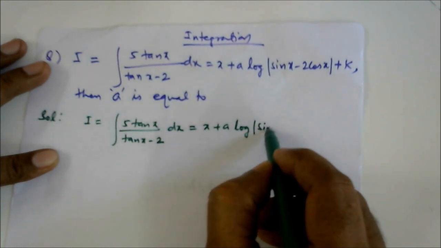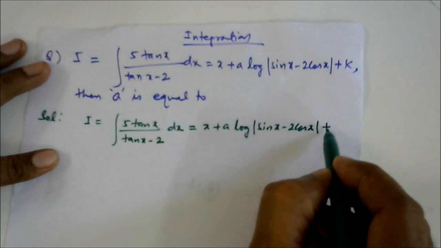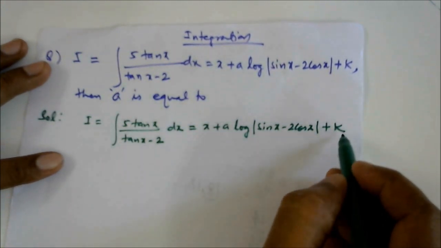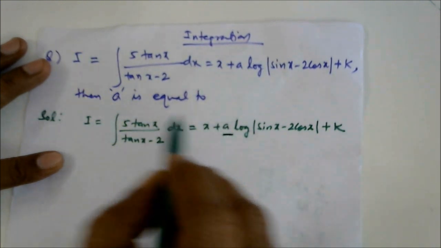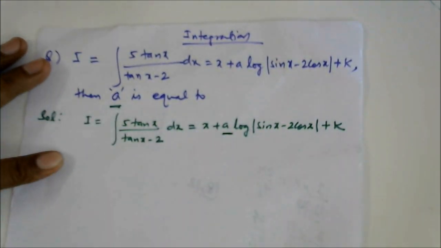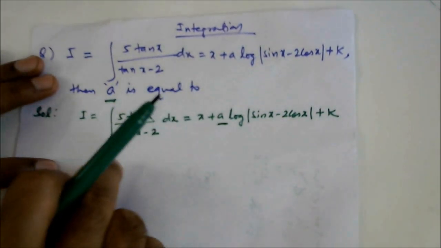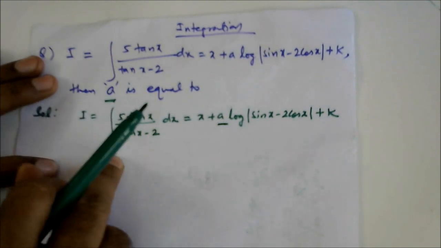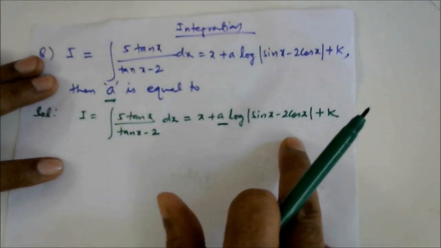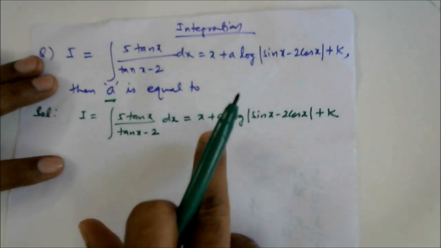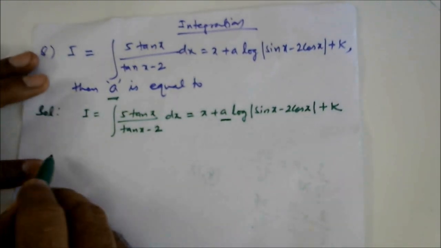where k is the constant of integration, and we need to find the value of a. So that value we need to find. It means we have to solve this integration, and that integration will come like this expression will be there. In that, what will be the value of a? That part we have to find out. Correct? Okay. So let us solve.